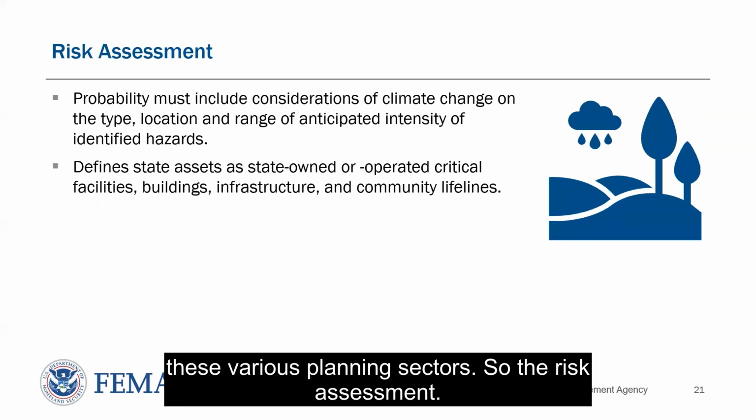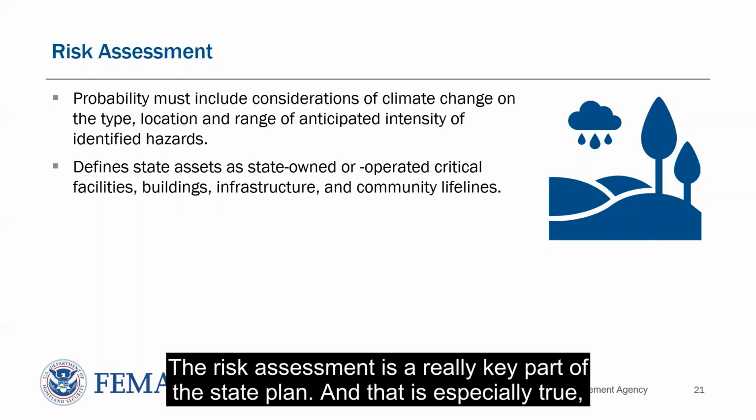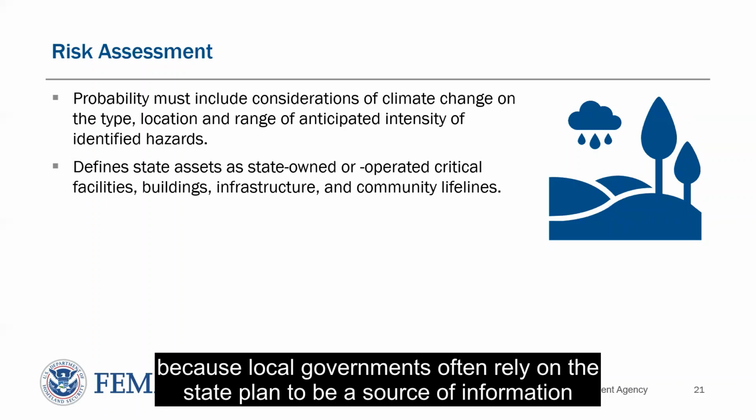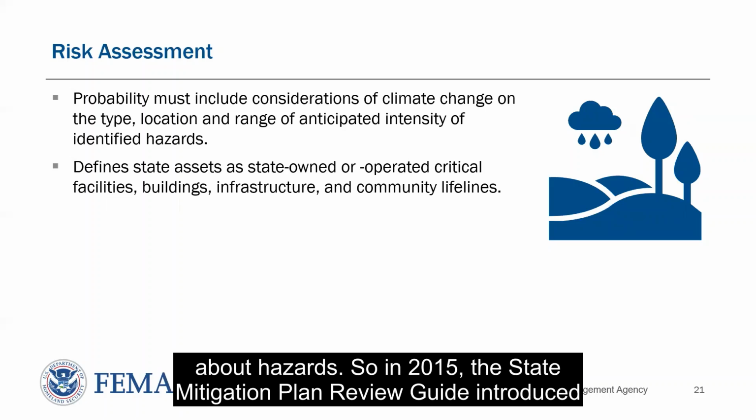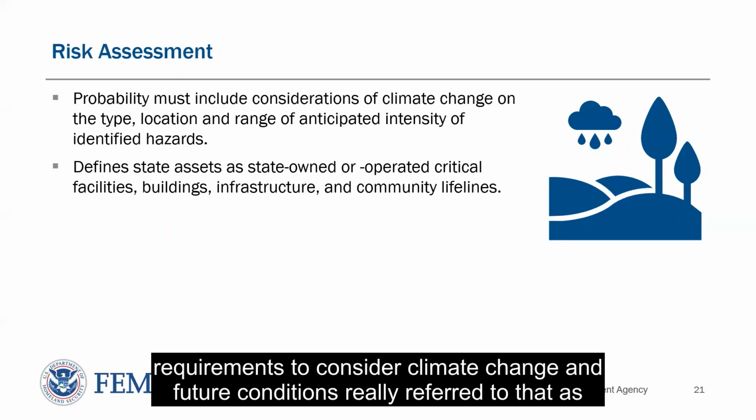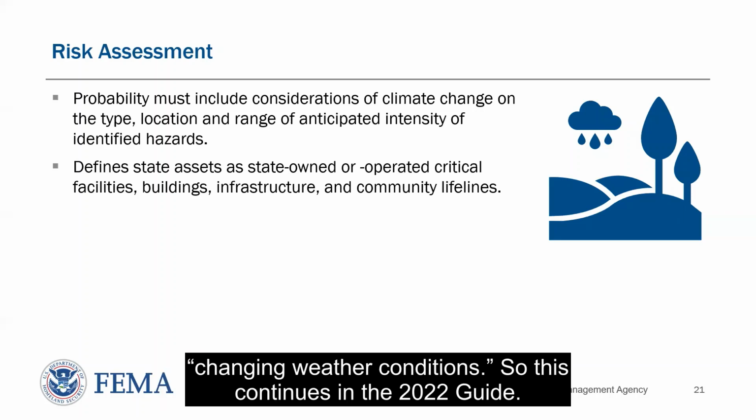So the risk assessment is a really key part of the state plan. And that is especially true because local governments often rely on the state plan to be a source of information about hazards. So in 2015, the State Mitigation Plan Review Guide introduced requirements to consider climate change and future conditions, really referred to that as changing weather conditions. So this continues in the 2022 guide.